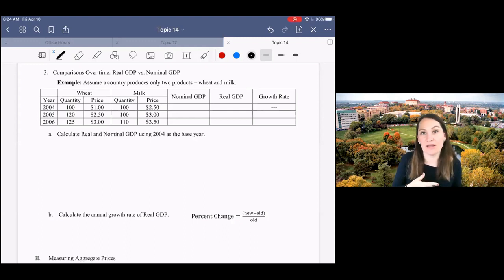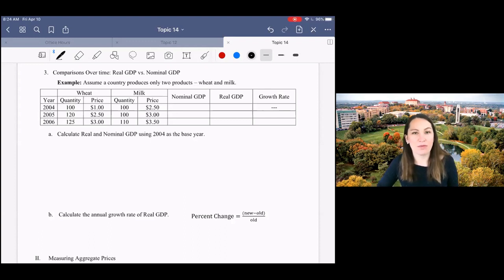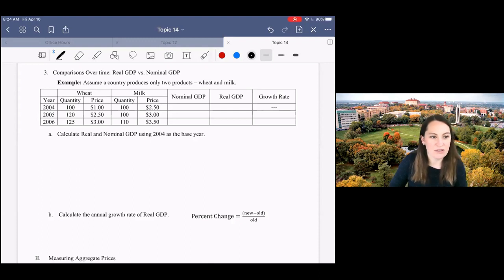Then we're going to calculate GDP in each time period, talk about what that means and how we can compare GDP over time. All right, so in this example, we have a country that is producing wheat and milk. We've got 2004, 2005, and 2006. We've got 3 years of data and then price and quantity information for each year. So what we're going to do to calculate GDP is to add up the market value of all of the goods being produced in that country.